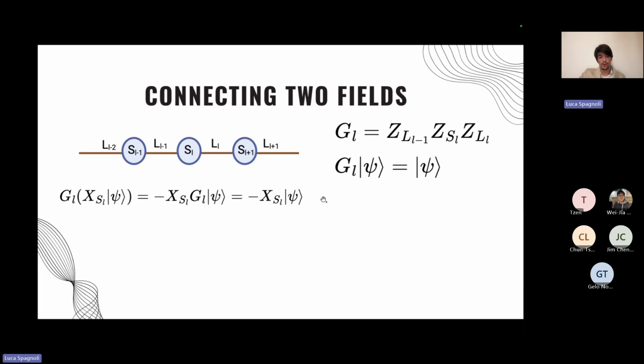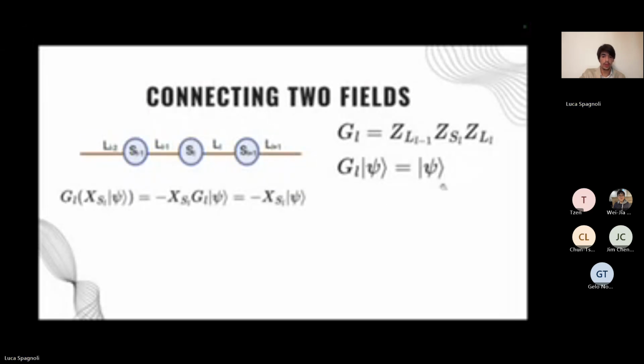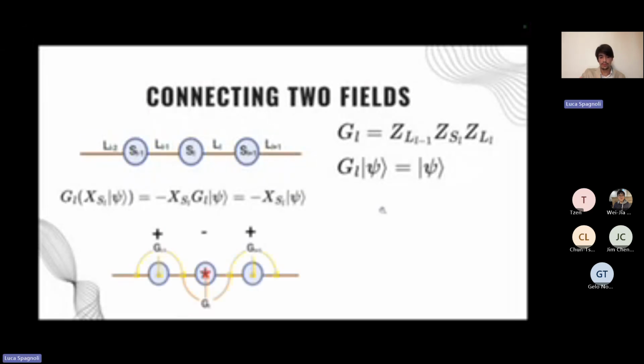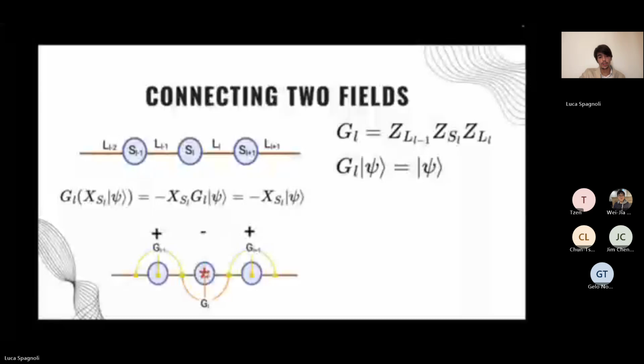Now, for this equation to be true, the X has to act on one qubit where also the Gauss law acts on, so one of these three qubits. And for example, let's say that the X error happened here, right? This is exactly this calculation. So I measure GL and I get minus one. But I measure the Gauss law before and after and I get plus one because they commute with this error.